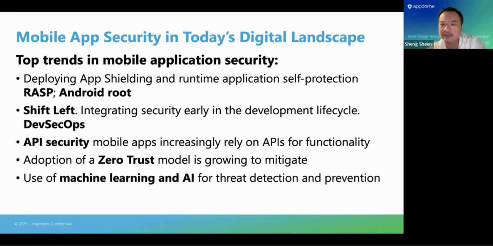As we look to the next few years, we see that machine learning and AI for threat detection and prevention is on the rise. These technologies play a crucial role in identifying and responding to unusual patterns of behavior that could signal a security threat. So by leveraging the power of AI, these solutions, platforms, and organizations can enhance their ability to stay ahead of some of these cyber threats.